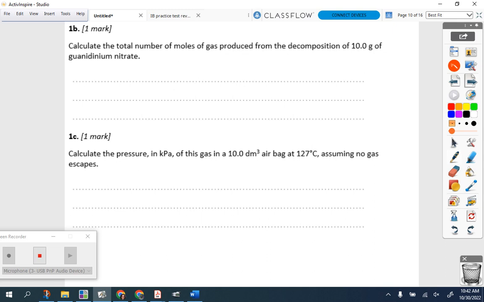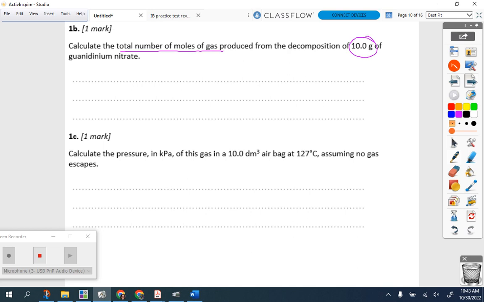All right, 1B says calculate the total number of moles of gas produced from the decomposition of 10.0 grams of guanidinium nitrate. All right, so that tells me I have grams and I'm going to need moles. That tells me that I'm going to need to calculate my molar mass because I'm going to need to, on my island diagram, go from mass to moles of one substance. And the guanidinium nitrate is my reactant, which means that I'm going from one substance, substance A, to substance B, which is moles of gas produced. And we're going to come back to that in just a second.